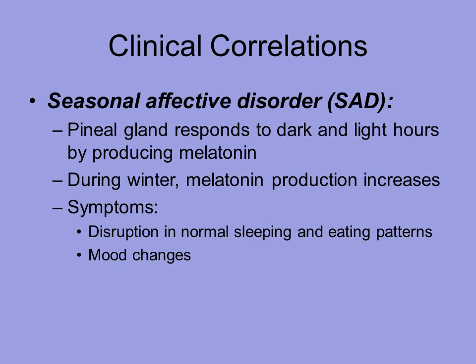Seasonal affective disorder, otherwise known as SAD, is another type of clinical disorder. That pineal gland that's producing the melatonin and is involved with your sleep-wake cycles is responding to dark and light hours. During the winter, when it's darker for longer periods of time, the melatonin production tends to increase. And what we've found is when melatonin increases, it tends to disrupt your normal sleep patterns, and it may also be involved with mood changes. So it has been studied, and it is established this is an actual disorder.